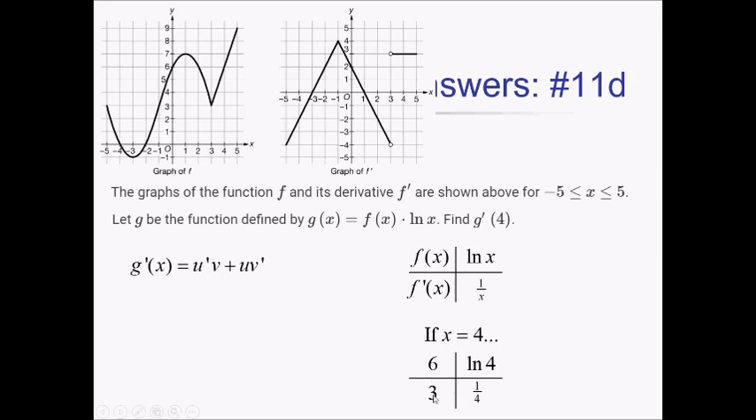Multiplying this out, we've got 3 ln of 4. Now this is g prime of 4 we're getting. 3 ln of 4 plus 6 times 1/4, which you could reduce to 3 halves if you wanted to. So there it is.